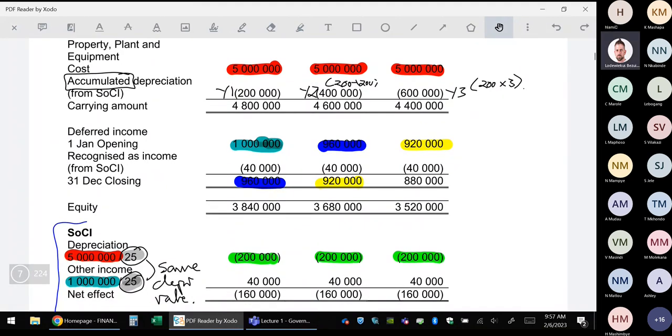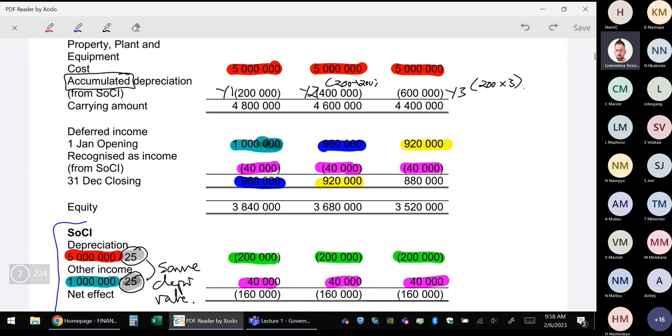Deferred income, the grant income of 1 million, is also accounted for over the same useful life of 25 years because we must link the asset with the grant. So 1 million divided by 25 gives us the 40,000. So each year we will recognize 40,000 on our deferred grant income. So 40,000 goes to the income statement and 40,000 goes to the deferred grant income account.